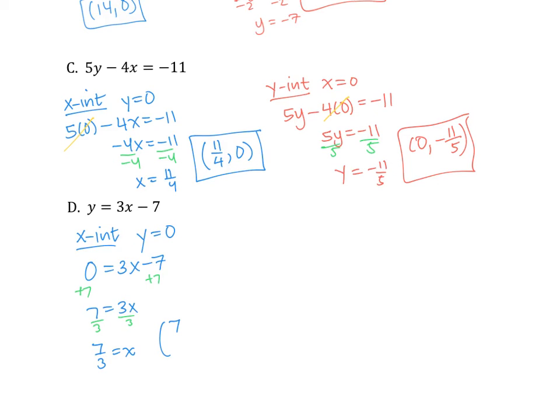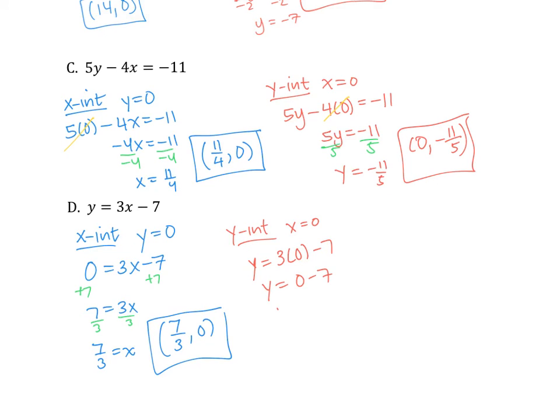Okay, I got another fraction, but I don't mind. It's not like I'm graphing it. Then I'm going to go ahead and get the y-intercept. You don't need to write y int, x equals 0 every time, but you need to know that that's happening every time. 3 times x minus 7. 0 minus 7 is minus 7. So the y-intercept is (0, minus 7).